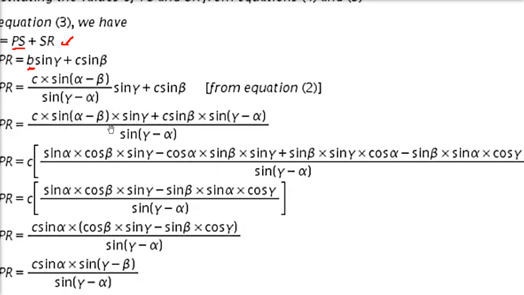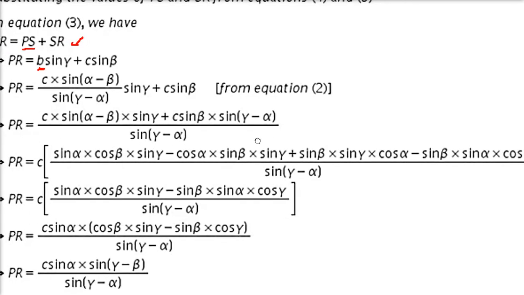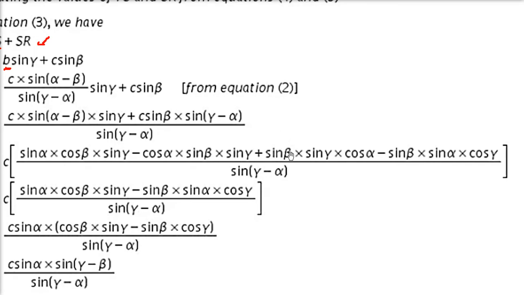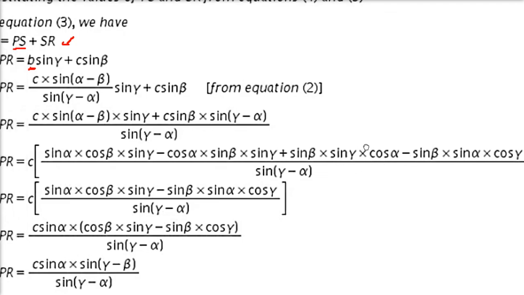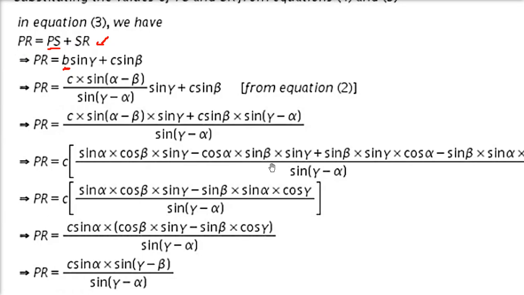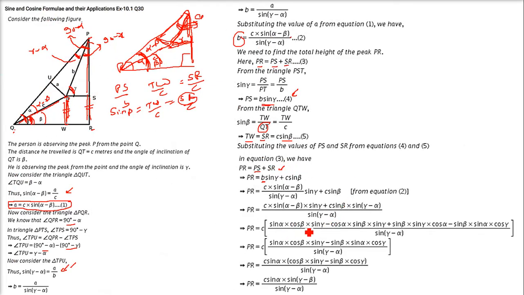Now just open sine alpha minus beta: sine alpha cos beta minus cos alpha sine beta, and multiply sine gamma also. Here we can take C common. Now sine gamma minus alpha will be sine gamma cos alpha minus cos gamma sine alpha, and multiply sine beta also. Here you see these two things get cancelled. Only sine alpha cos beta sine gamma and sine beta sine alpha cos gamma remain.